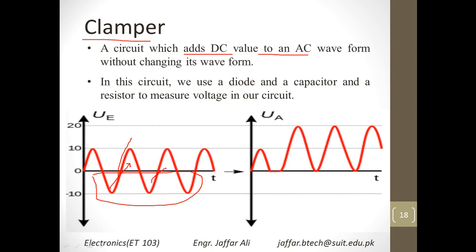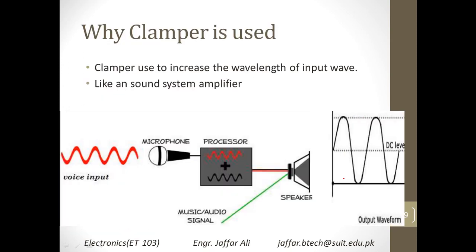You see that this negative will be added over here in the next phase, and the peaks of the next phase become higher. So we have increased or added a DC value in the positive peaks. And how does this work?